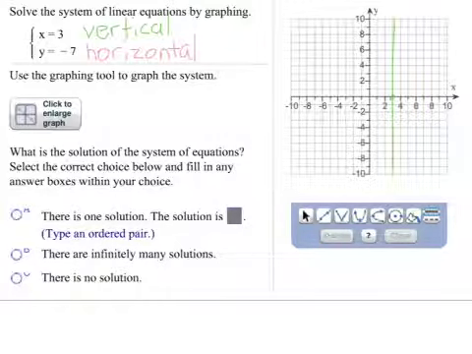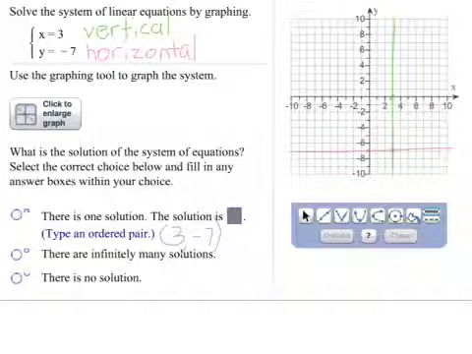For y equals -7, we'll put a point on the y-axis at -7 and draw a horizontal line through that point. So the point where the two lines cross is right here at (3, -7). So there is a solution to this system, and the solution is (3, -7). And it does satisfy both equations. X does equal 3, and y does equal -7.